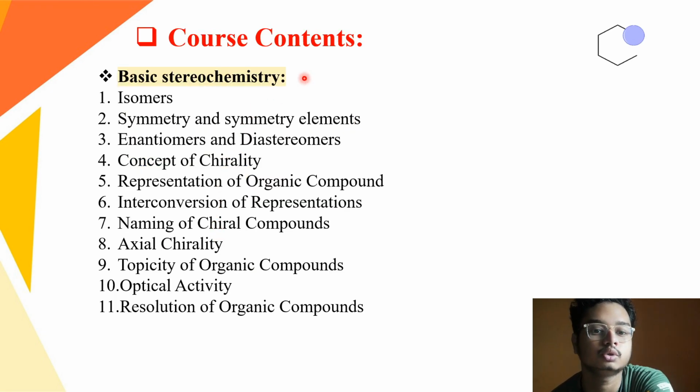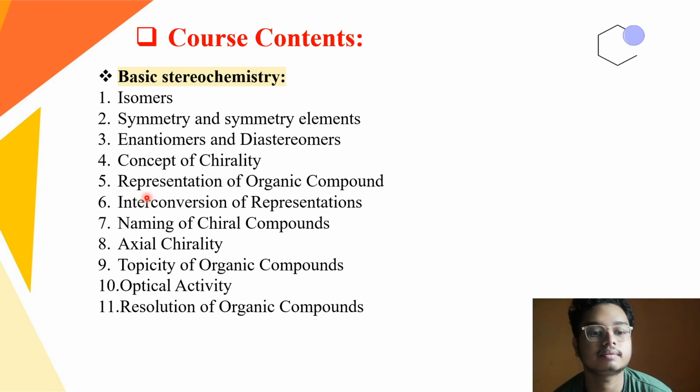So what should be the course content that I will briefly discuss? In the part of basic stereochemistry, we are dealing with isomers, then symmetry and symmetry elements in a compound. Later we will talk about enantiomers and diastereomers, and then the concept of chirality, like what is the necessary condition required for a molecule to become chiral. And chirality plays a very important part in organic chemistry.